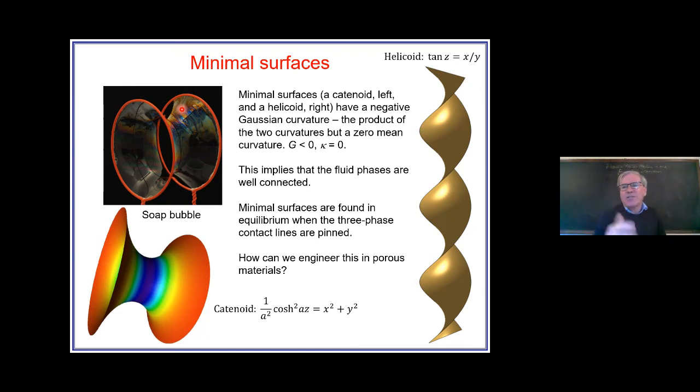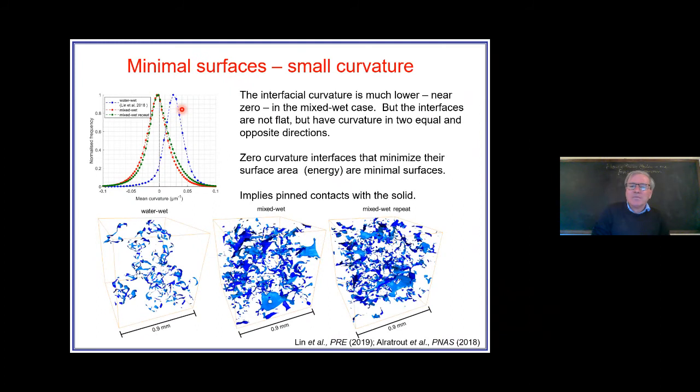You can have other shapes like a helicoid. So you see this in equilibrium when you have contacts that are pinned. The question is, so that's good for flow, so how can we engineer it? So interestingly enough, the minimal surfaces in porous media were first discovered by looking in rocks.